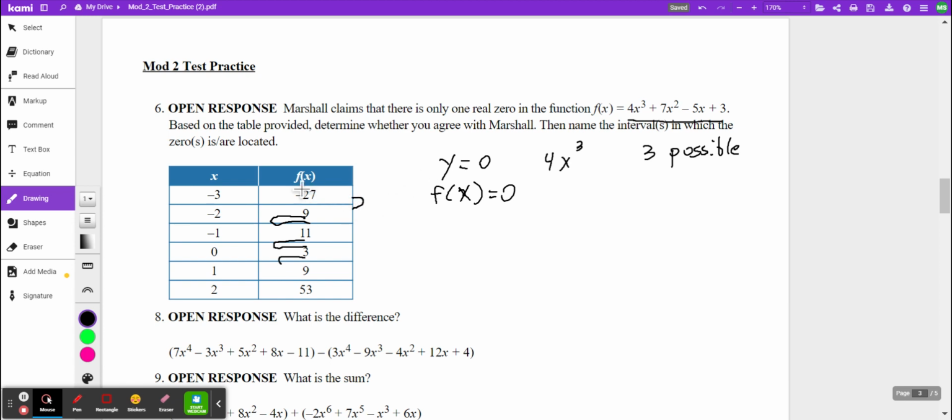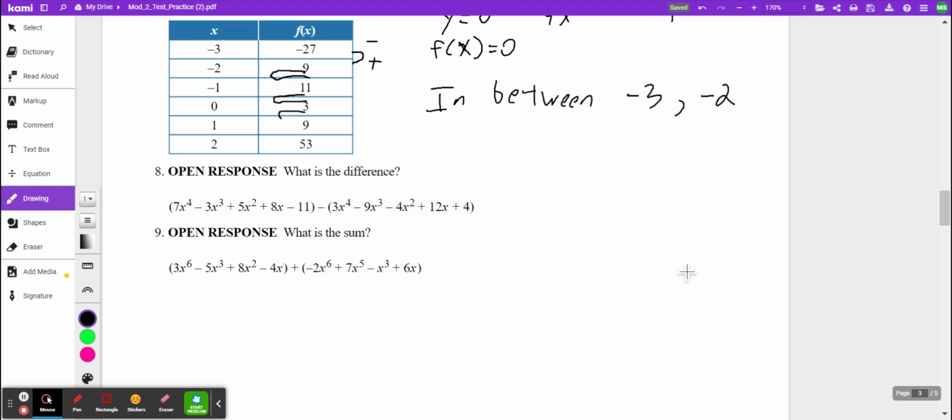Without graphing it for sure, I know if I go from a negative to a positive, the 0 is going to be in between -3 and -2. That's where the f of x is 0, in between those 2 points. All right, let's go on.